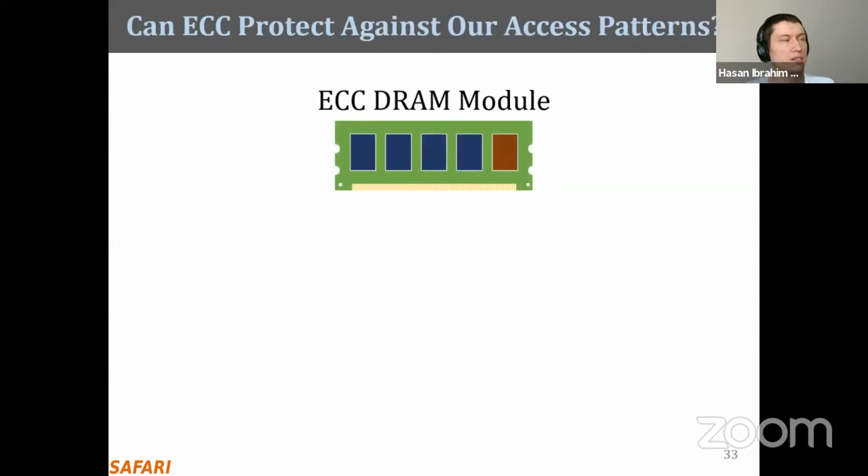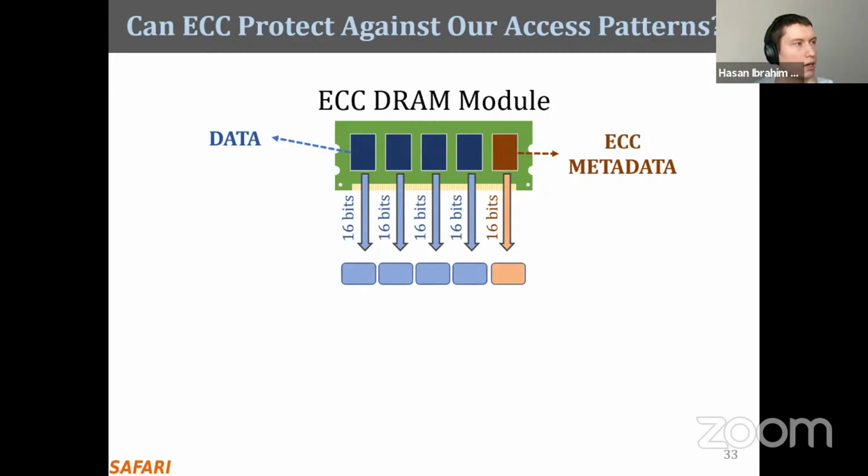So let's also talk about ECC, and whether ECC can be used to protect against our access patterns. This is what a typical ECC DRAM module looks like. Here we have 4 data chips and 1 ECC metadata chip. When we read data from this DRAM module, the 4 DRAM chips return the actual data, and the ECC chip provides some parity information in order to detect and correct the potential bit flips in the data.